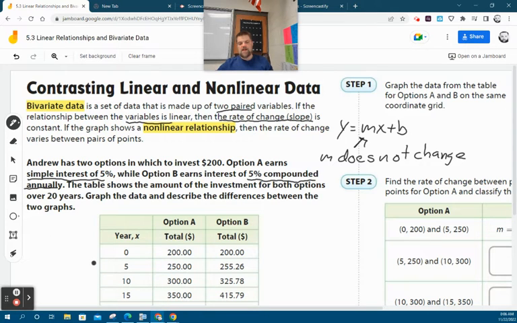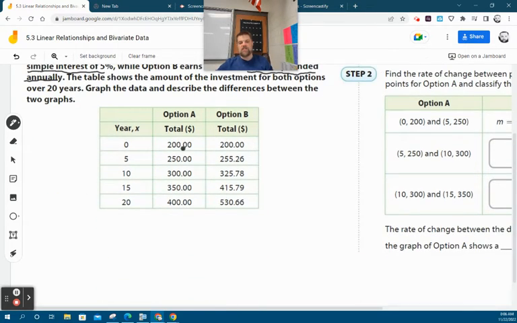So he puts in $200. After 5 years for option A, that $200 becomes $250. Okay? Because it's 5% per year. What's 10% of 200? Or not 10%. I'm sorry, I'm saying the wrong thing. 5% of 200 is $10, and so every year he gets $10 interest, okay? So every 5 years, he's increasing this by 50.